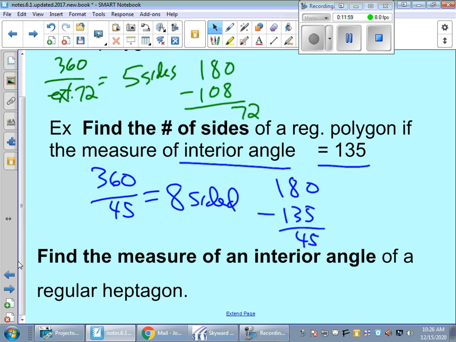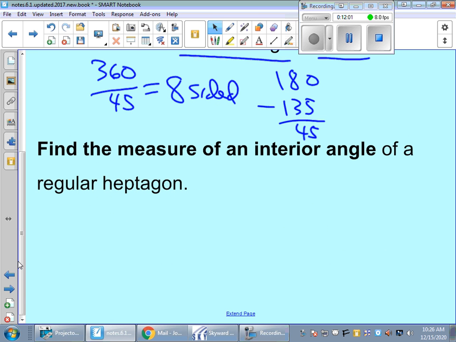Last one here, we want to find the measure of an interior angle of a regular heptagon. So first of all, you have to know, well, what is a heptagon? A heptagon is a 7-sided figure. So the first thing we want to do is find the sum of the interior angles. Remember that was 7 minus 2 times 180. And that's going to give us the sum of all of the interior angles.